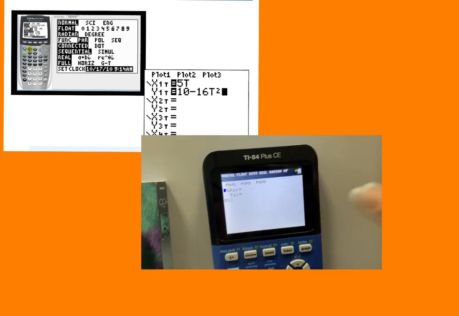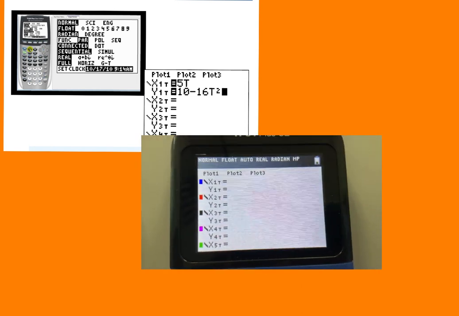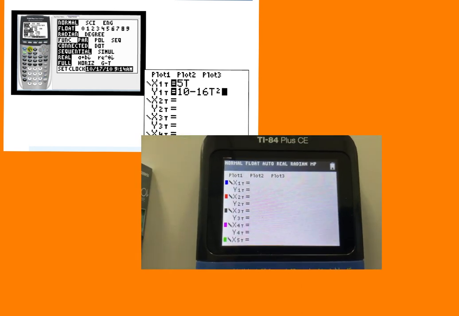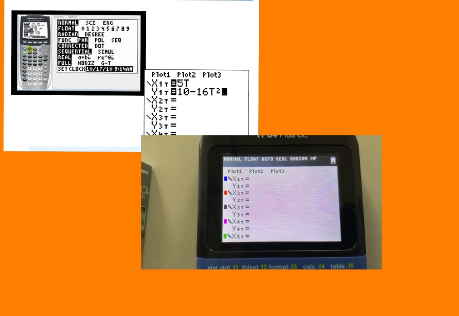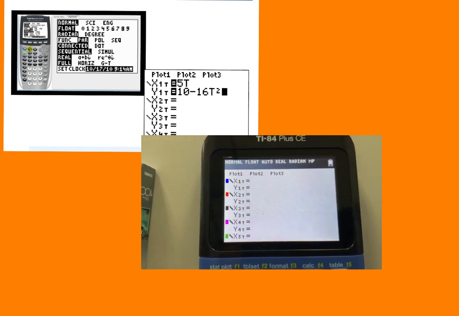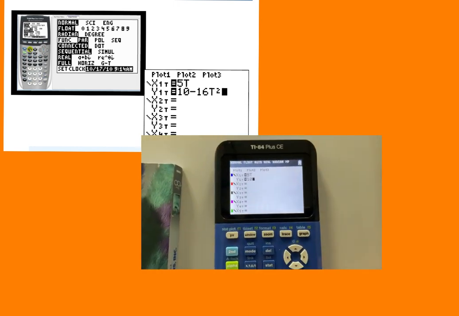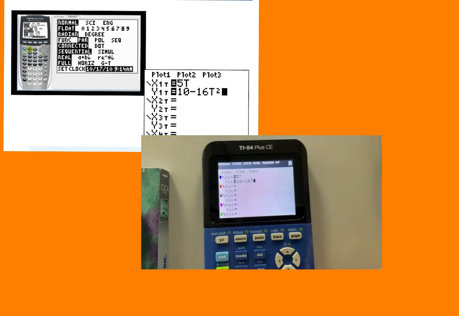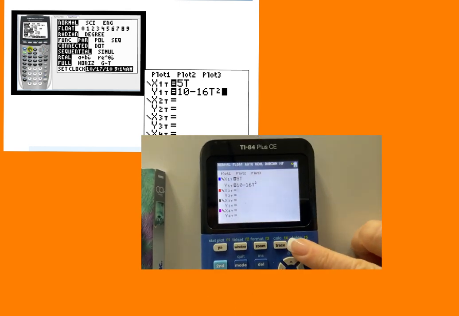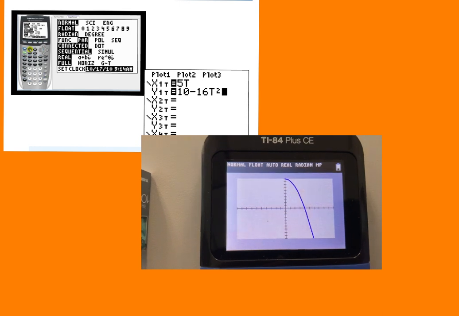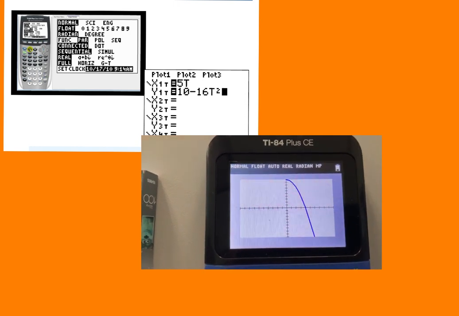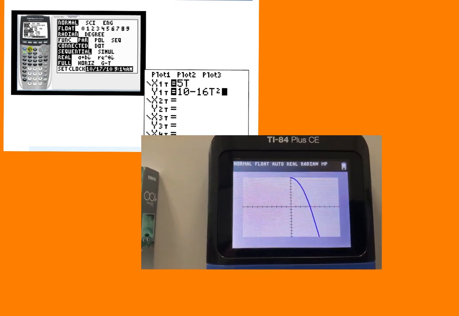And when you go to y equals, you will see 2 equations for each graph: 1 x equals and 1 y equals. If I just plot the one that's there, like on this slide, it's 5t, and then 10 minus 16t squared. And when you graph it, you'll see I got half of a parabola-ish shape.